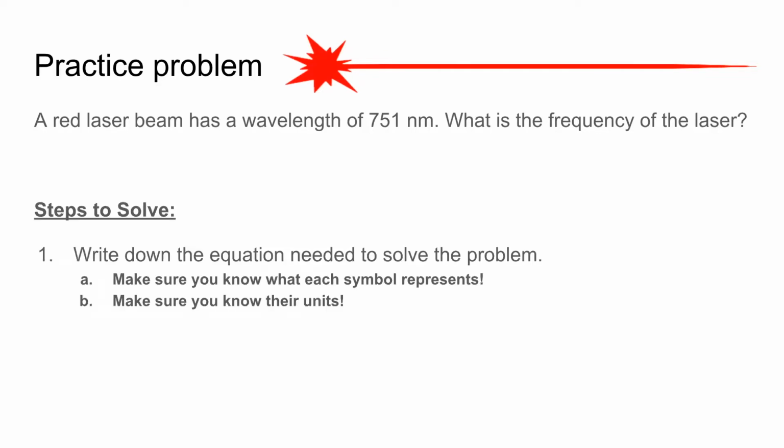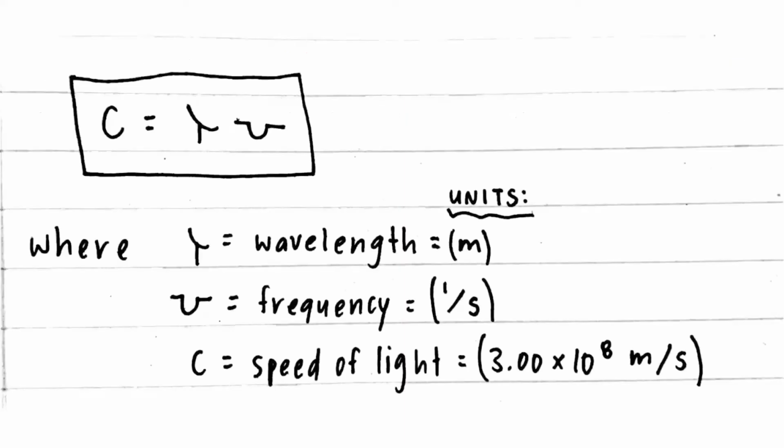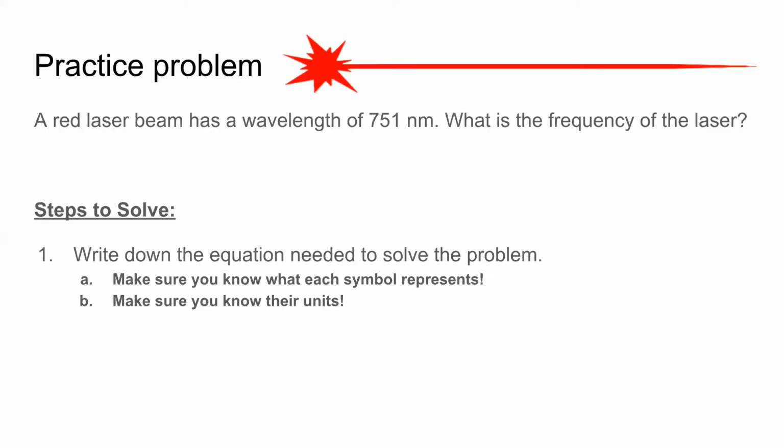So how do we solve this problem? First, you're going to need to know the equation to solve the problem. And there's only one equation that relates frequency and wavelength, which is this one, right? We have frequency, wavelength, and c, which is the constant of the speed of light. This is really important. Make sure you know what each symbol represents, and make sure you know their units.